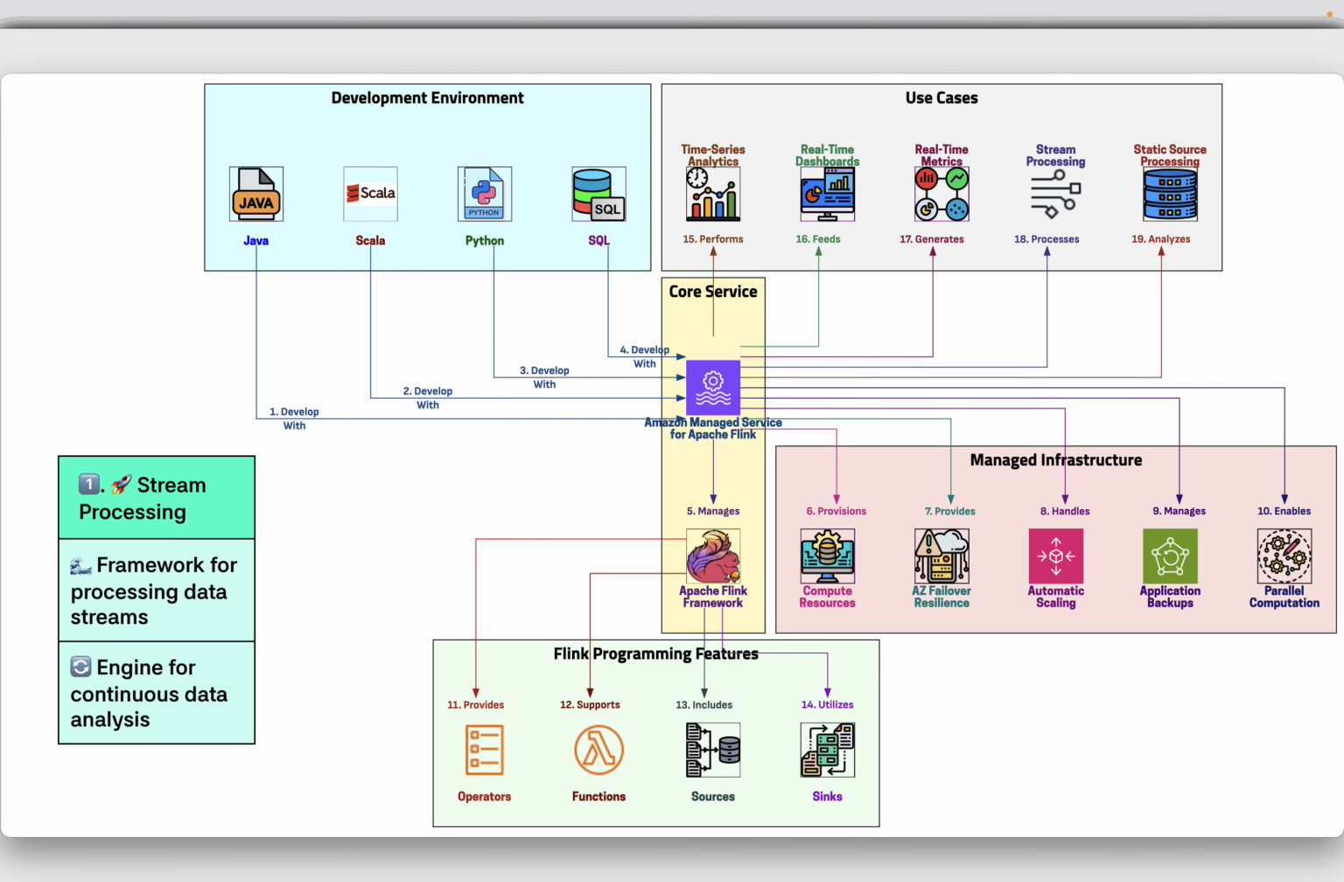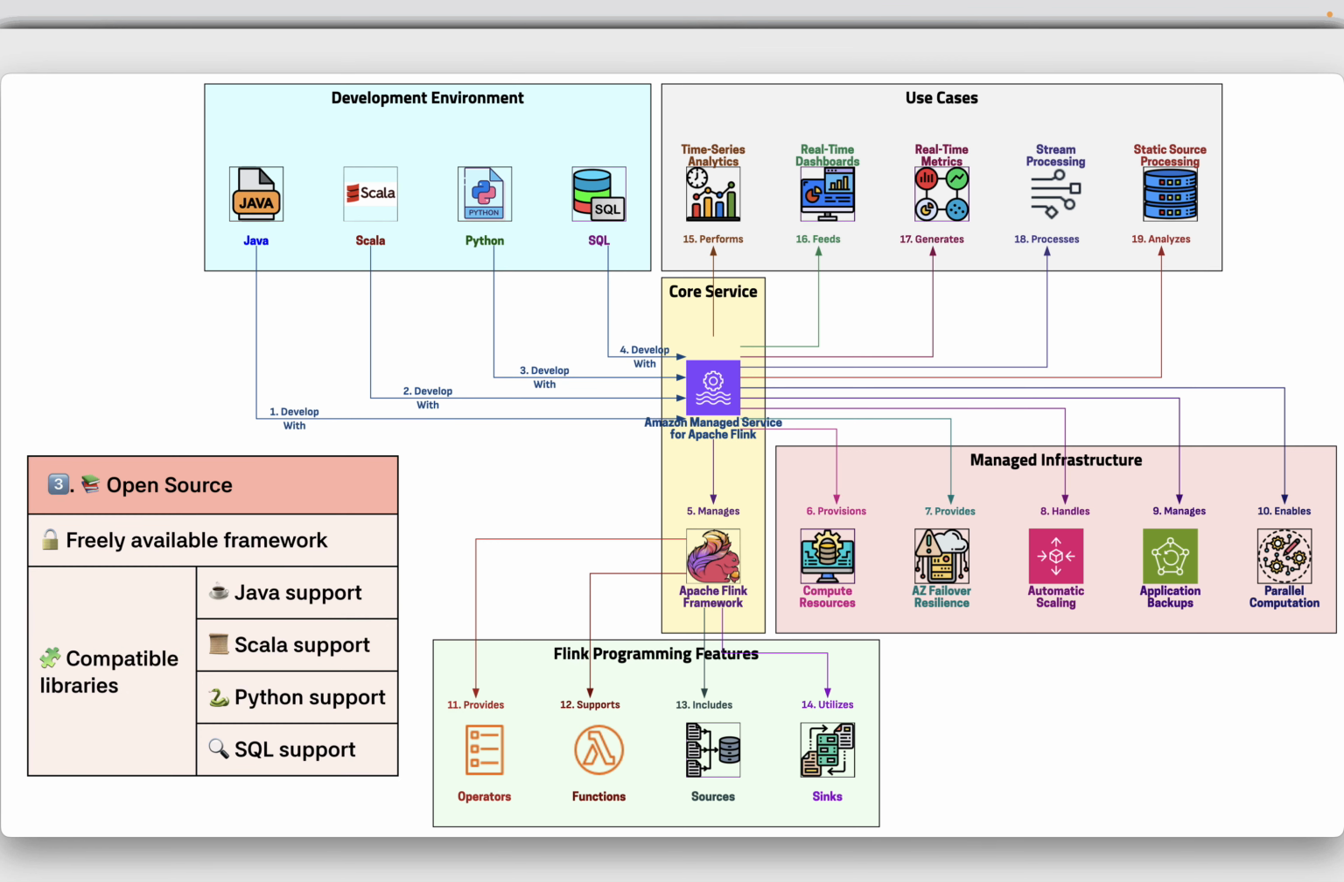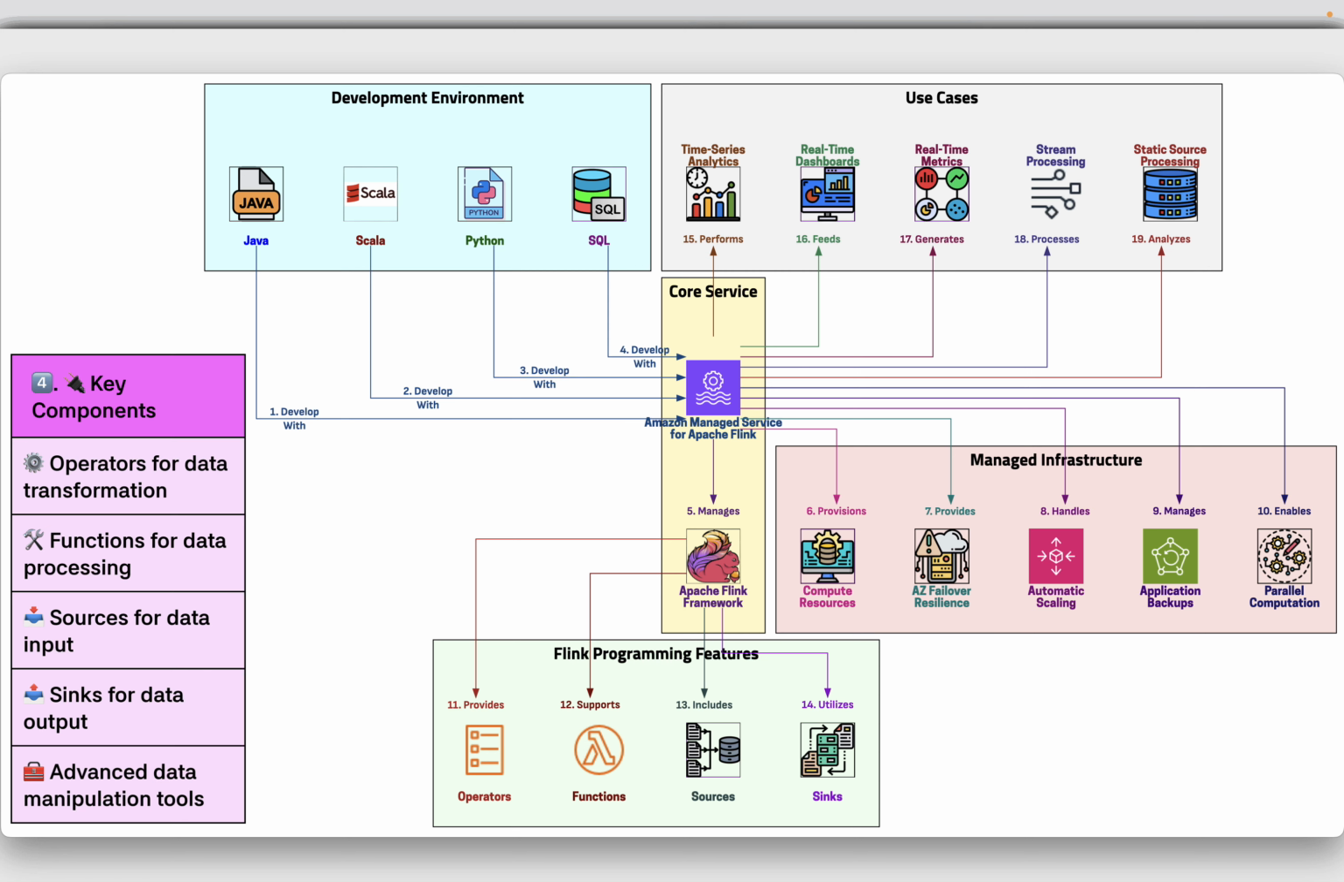So what is Amazon Managed Service for Apache Flink? Apache Flink is a framework and engine designed for processing data streams. It is used to create solutions for time series analytics, real-time dashboards, and generating metrics. It is an open source tool and it offers libraries compatible with Java, Scala, Python, and SQL. Its core programming features include operators, functions, sources, and sinks used for advanced data manipulation.